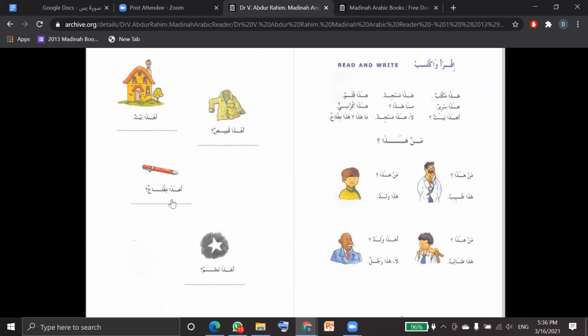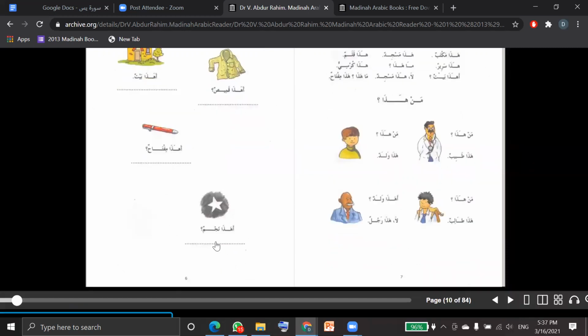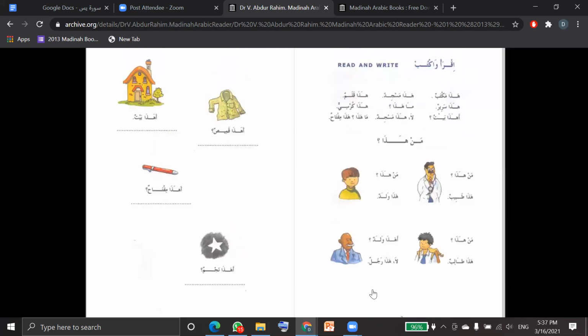لا هذا قلم. Excellent. Yeah, la hadha qalamun. Okay, la hadha qalamun. Yes. Hadha najmun. Is this a star? نعم هذا نجم. Excellent. Yeah. So alhamdulillah, we did 4 pages of the first lesson, and let's see what is left for next.